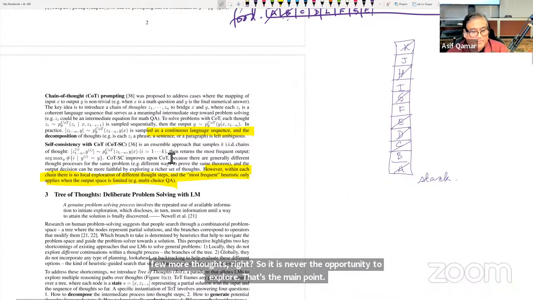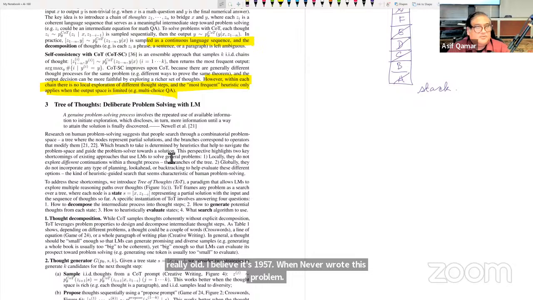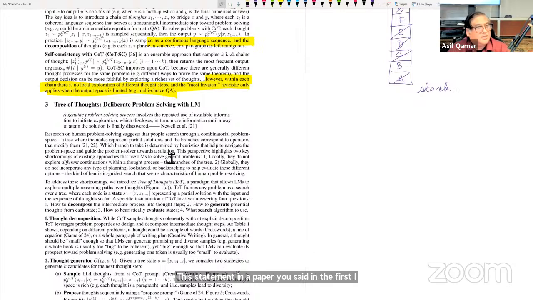And now comes a very interesting statement from a great guy. I believe it's really old, 1957, when Newell wrote this statement in a paper. In the early days, when classical AI was just taking off, he said, a genuine problem-solving process involves the repeated use of available information to initiate exploration, which discloses in turn more information until a way to attain the solution is finally discovered.